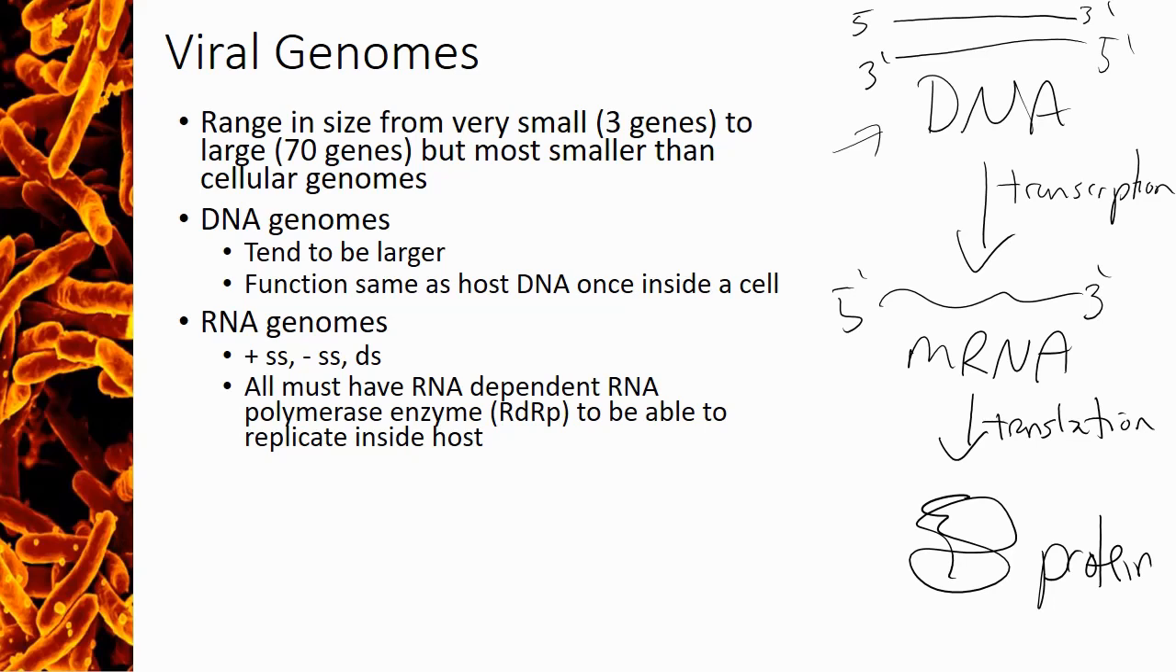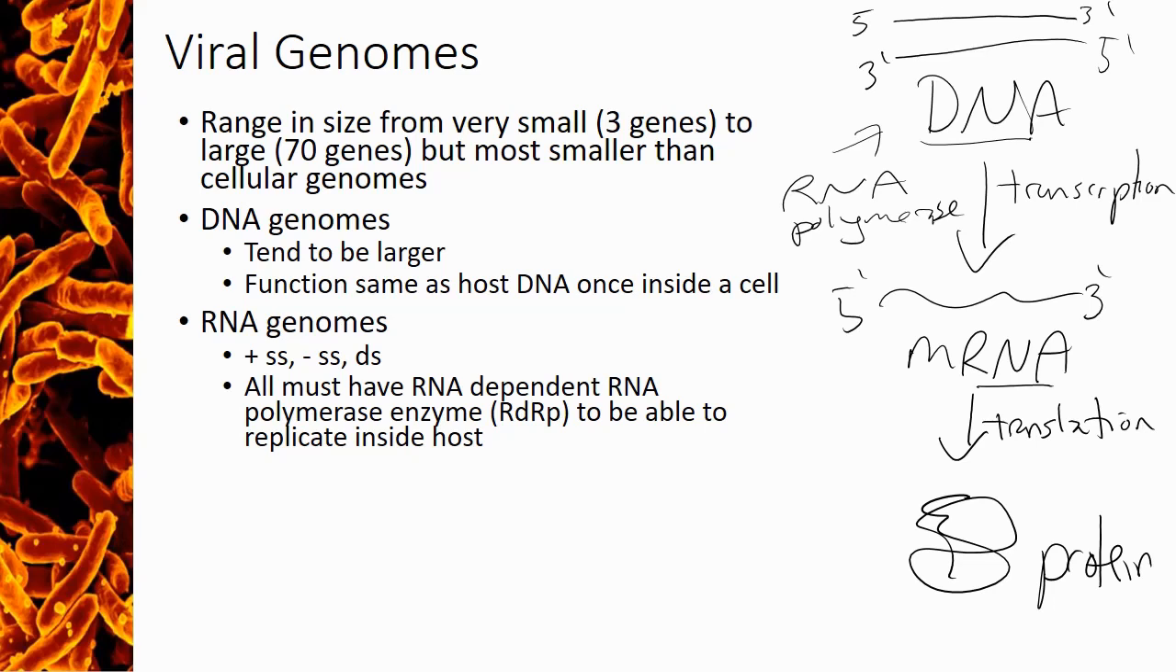But RNA genomes are another story. RNA genomes can be positive sense, negative sense, or double-stranded. These RNA viruses all need an enzyme called RNA-dependent RNA polymerase in order to replicate in the host. Everyone always learns that the enzyme RNA polymerase is what completes transcription in the cell. But the full name of this enzyme is actually a DNA-dependent RNA polymerase, which means it uses the DNA as a template to make the RNA.